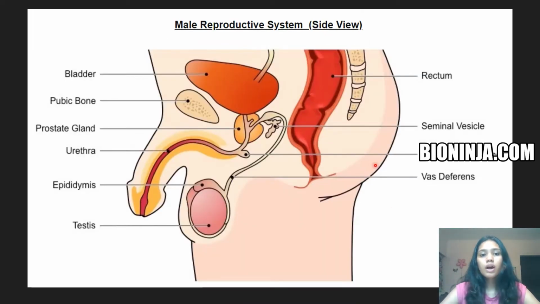IGCSE also requires you to know the side view of each reproductive system. So here you have the bladder at the top. This would be your ureter. Then here you have your urethra. As we've already discussed, this is the testis. The structure over the testis is the epididymis. You do not really need to know the pubic bone. As we also discussed, the prostate gland is always right below the bladder. This is the rectum. And yeah, that's pretty much all you need to know from your side view. So I definitely recommend BioNinja.